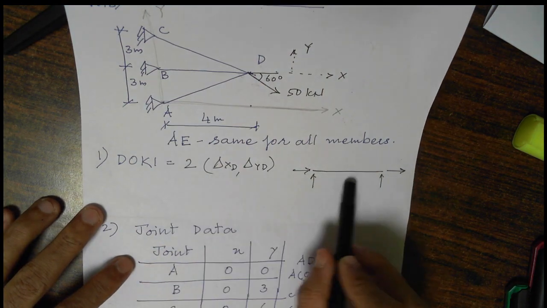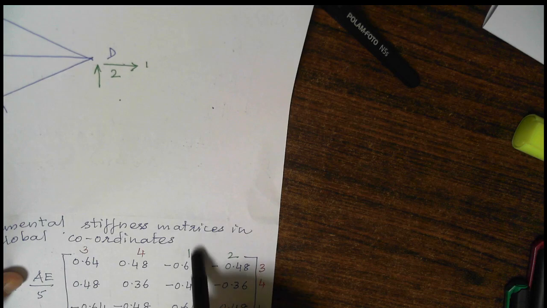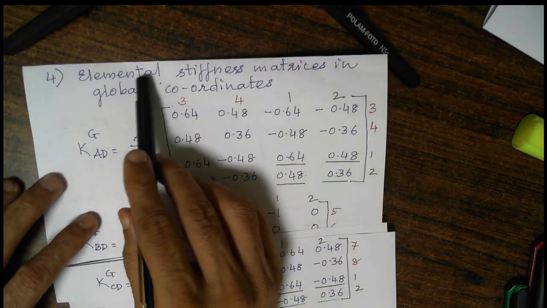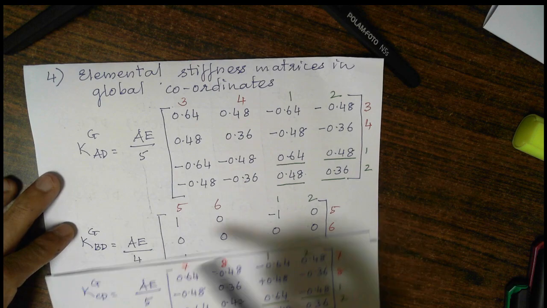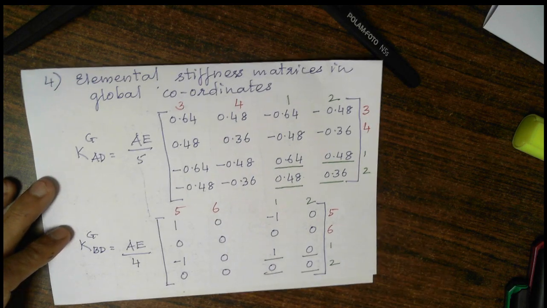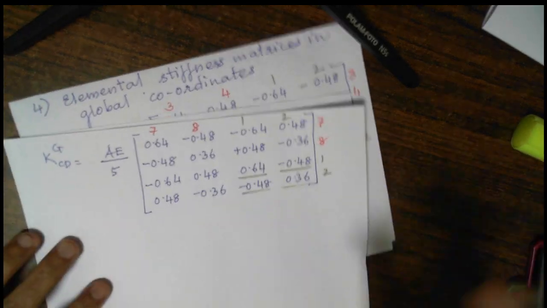The size of my structure stiffness matrix will be 2 by 2, and in that case I am only interested in 1 2 by 1 2, whatever is indicated in green color. So I have got all the elemental stiffness matrices in global coordinates. AD, it is like this. BD, it is like this, and just now I have written the matrix for CD.